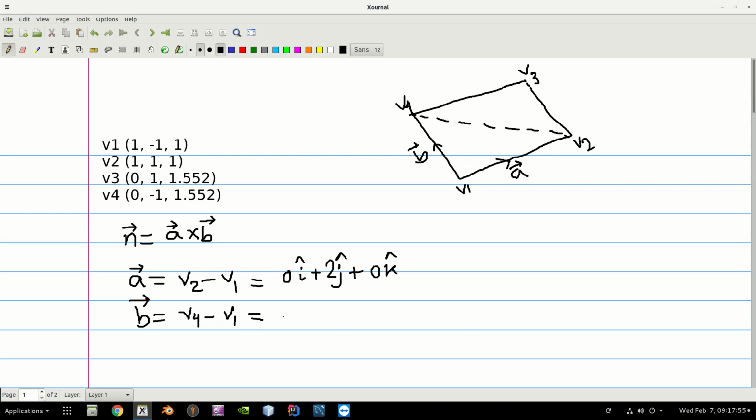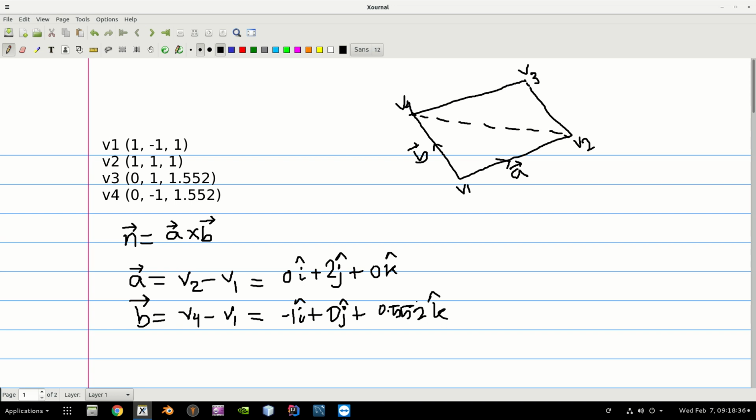This is going to be minus 1. 0 minus 1 is minus 1 I hat, plus minus 1 minus minus 1, that's 0, 0j hat, plus 1.552 minus 1, that's 0.552 K hat. Alright, so now we've got two vectors, vector A and vector B.